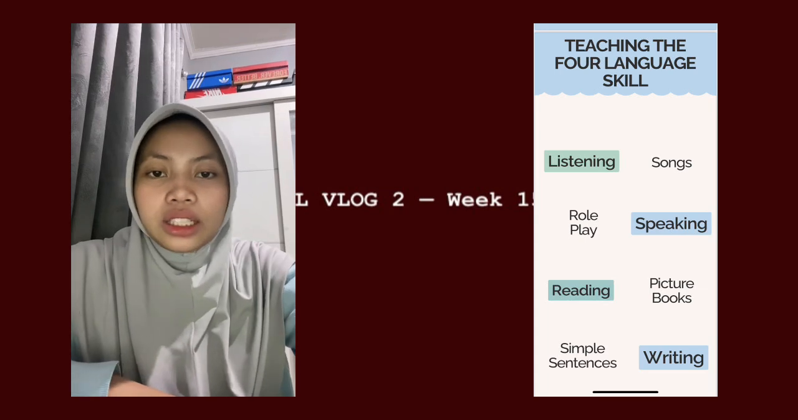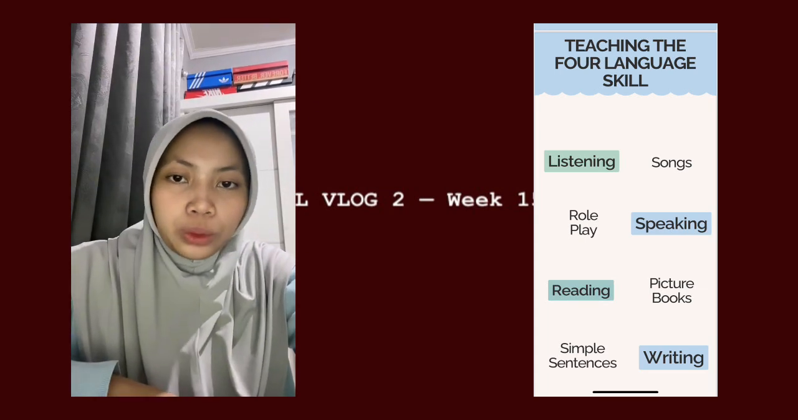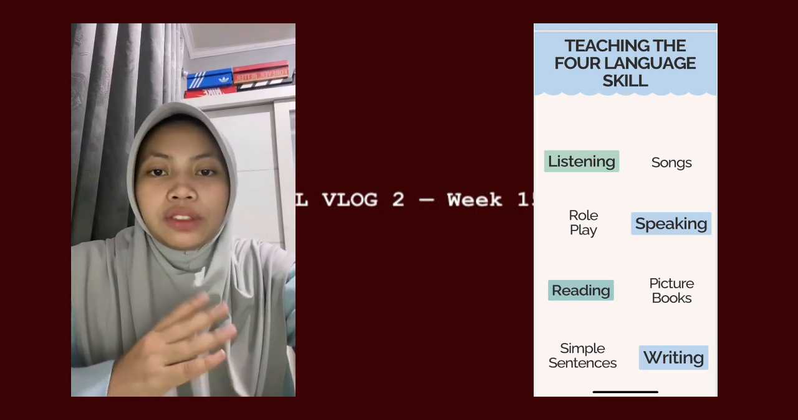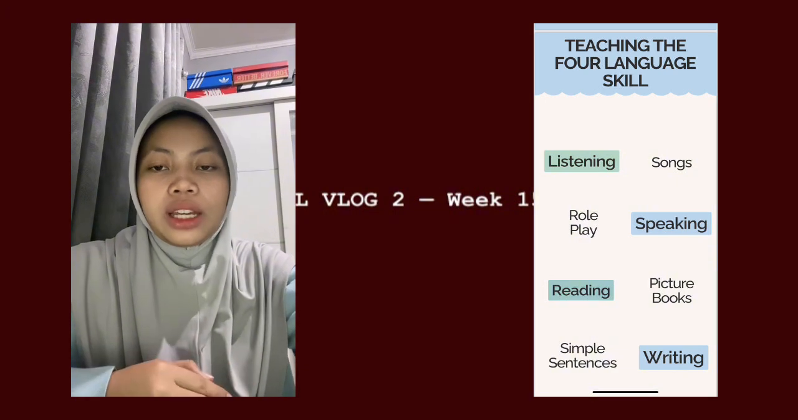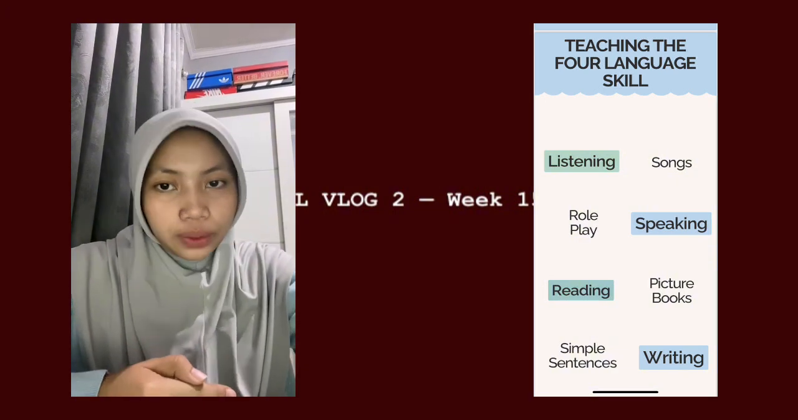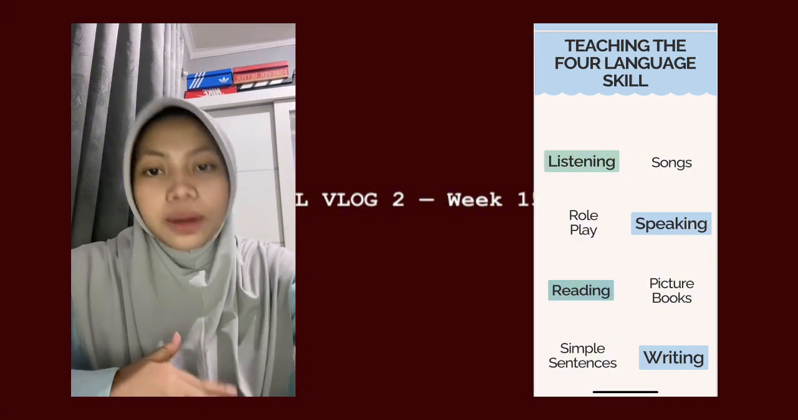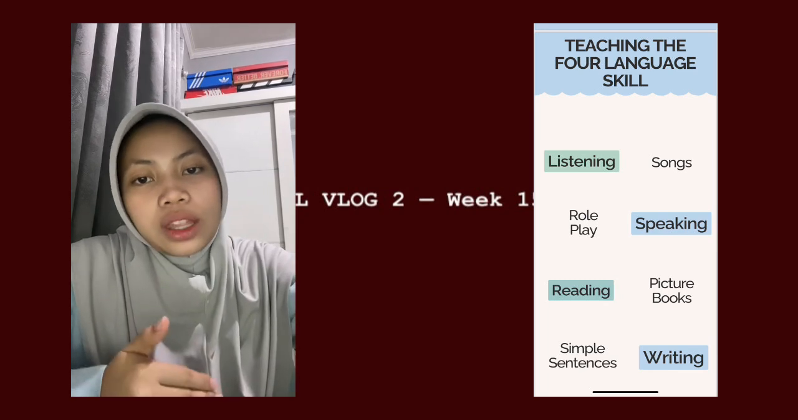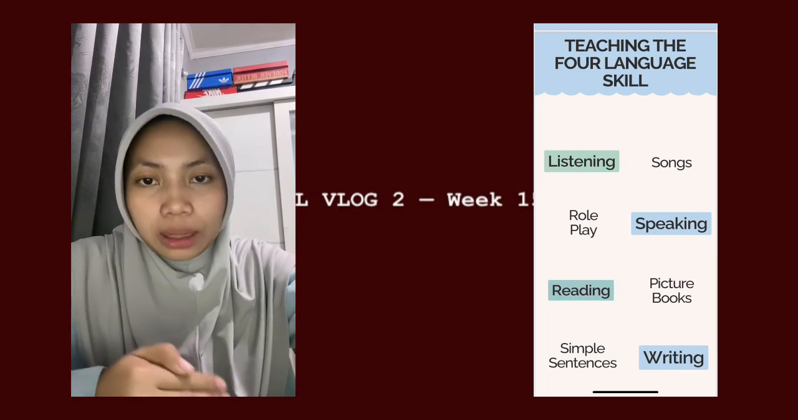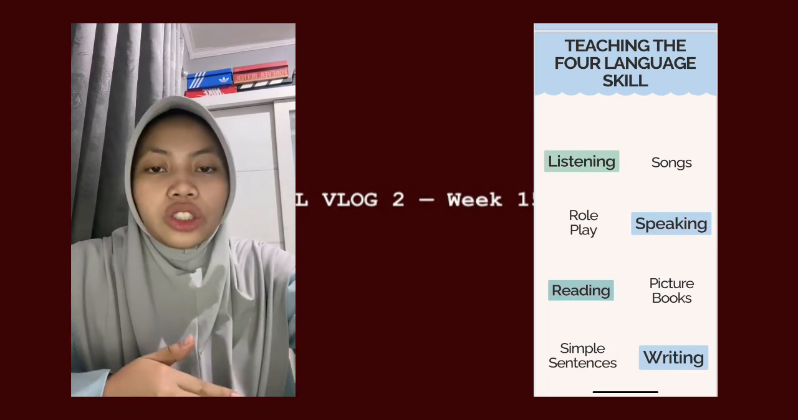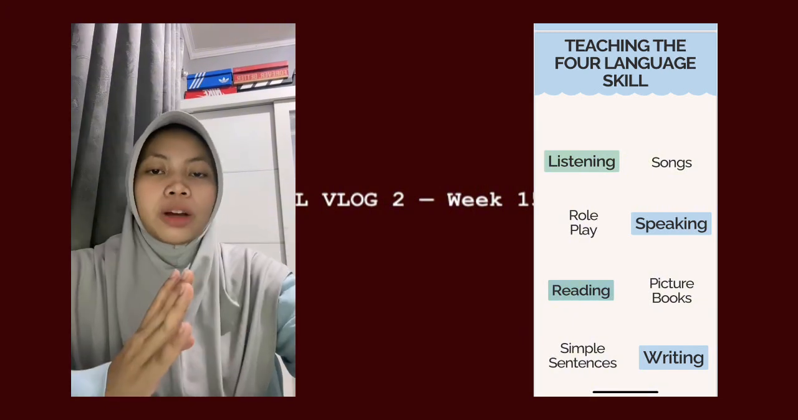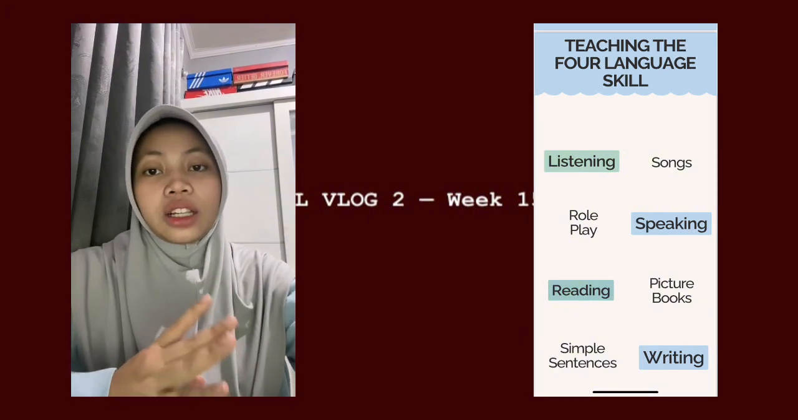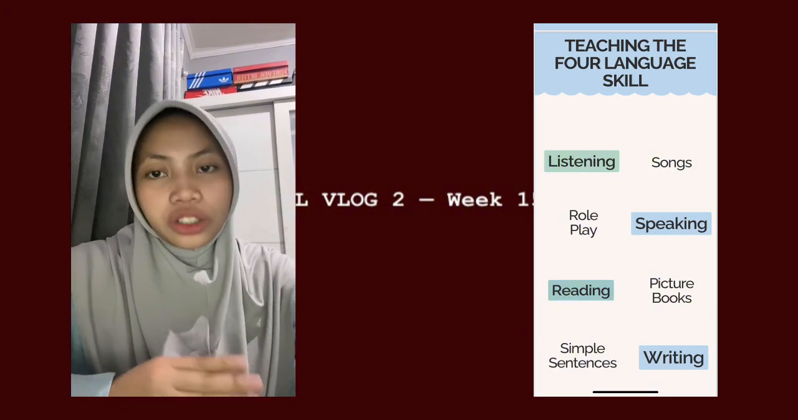And for reading, teachers can use picture books. Teachers can use flashcards and short stories to make reading easier and more interesting. And for writing, children can begin with simple activities like labeling pictures or writing short sentences. By combining these four skills, children can learn English more naturally.